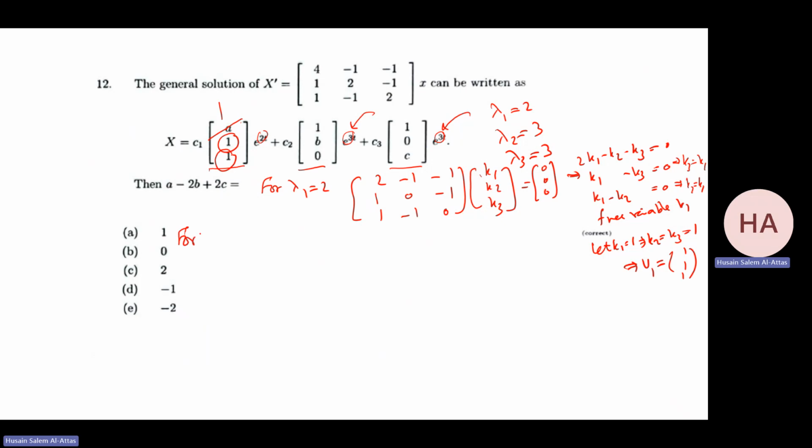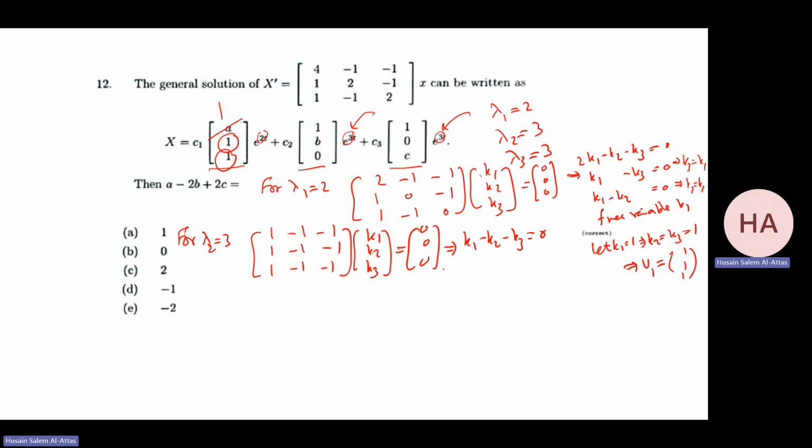Now we'll come to lambda 2 equal 3. Let us see what will happen. I have 1, minus 1, minus 1. 1, 2 minus 3 is minus 1, minus 1. 1, minus 1, minus 1 times K1, K2, K3 equals 0, 0, 0. So I'm getting only one equation, which is K1 minus K2 minus K3 equals 0. So I have K1 is K2 plus K3. Very clear, I have two free variables. So I can get two eigenvectors.